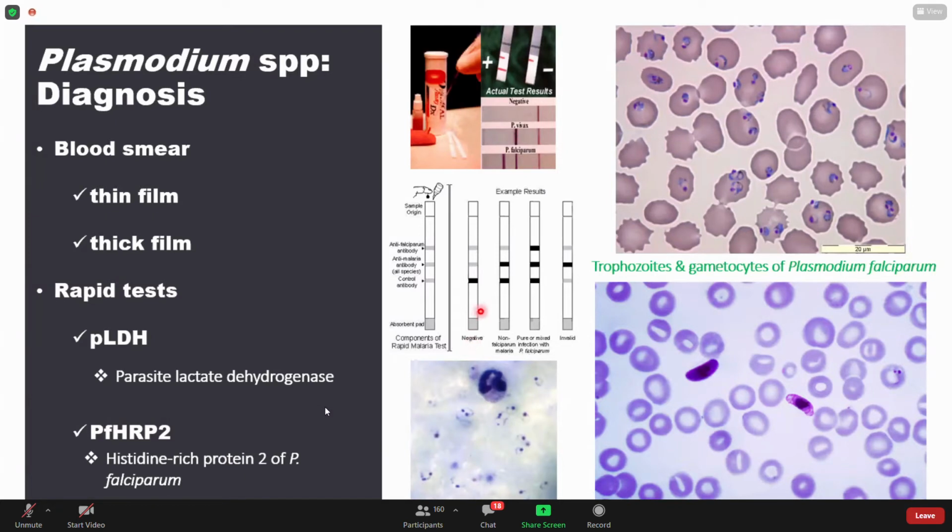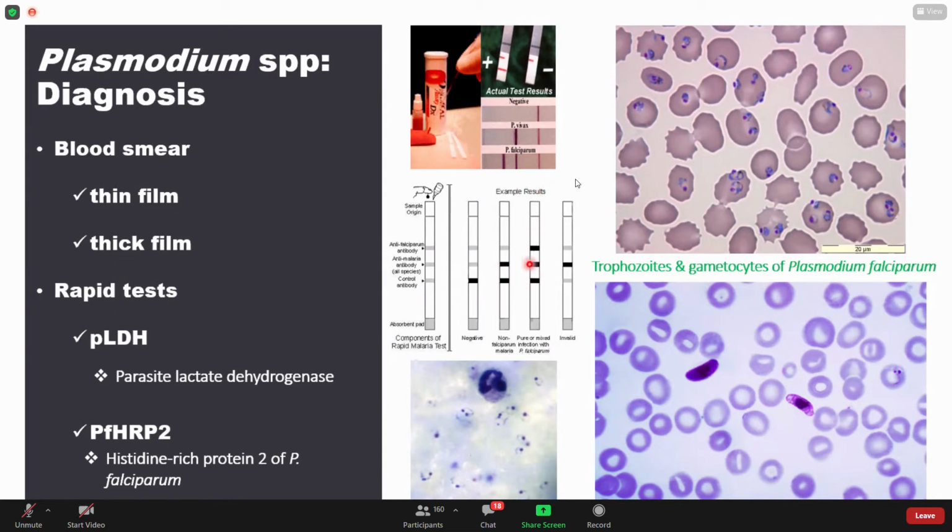So this is a negative result. Are you following? Here, you have only the parasite lactate dehydrogenase line positive. Remember, I said this is common to all of them. So this has not helped you to differentiate whether you have P. falciparum or P. ovale or whatever. What it's just telling you is that this is positive. So it could be ovale, it could be malariae, it could be any other one.